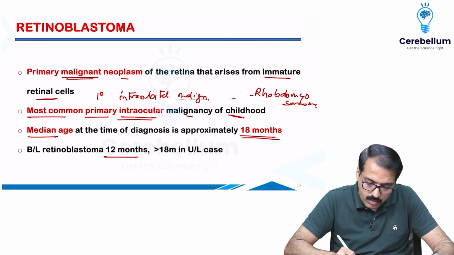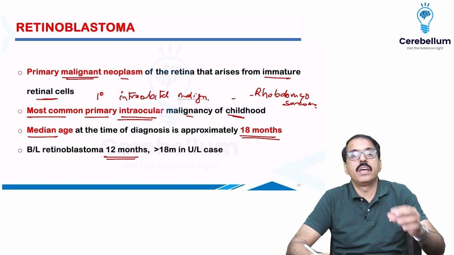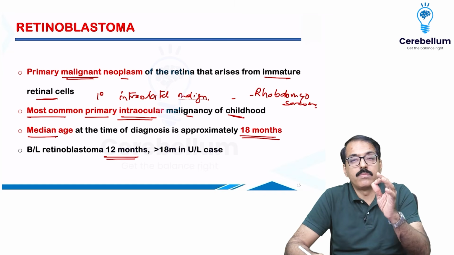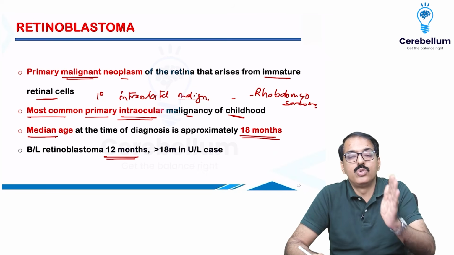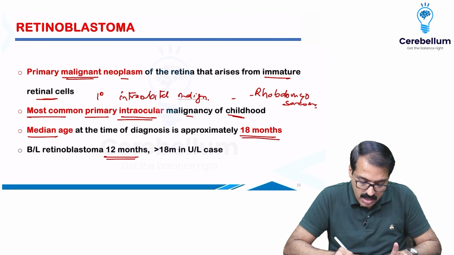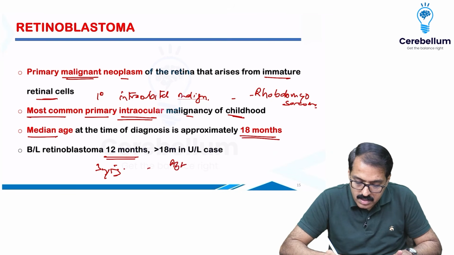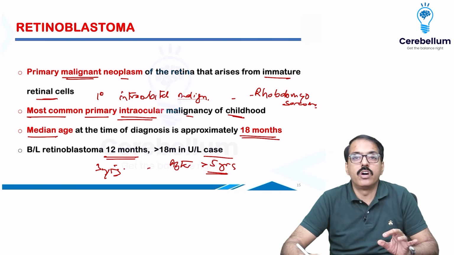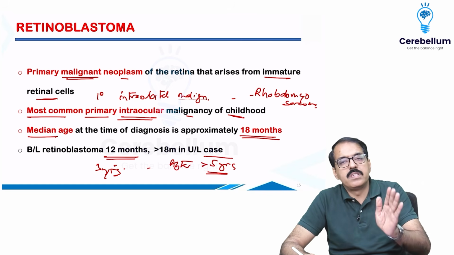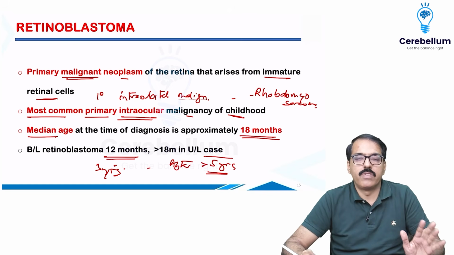Patients start presenting from 12 months onwards. In case of retinoblastoma, all patients usually present by 3 years. After the age of 5 years, after more than 5 years, you do not make a diagnosis of retinoblastoma. Every patient will definitely present before the age of 5 years.